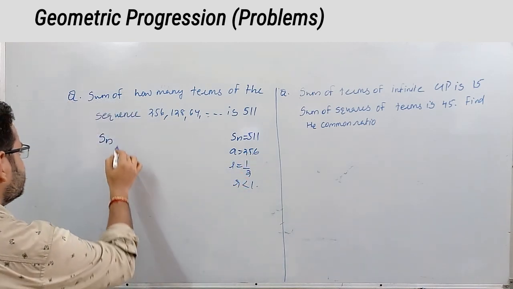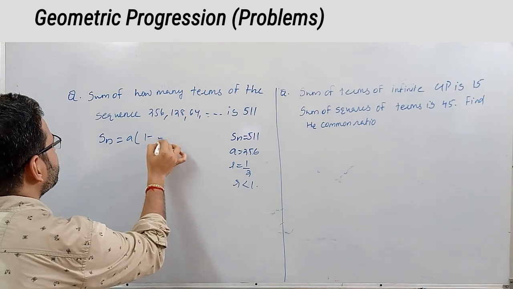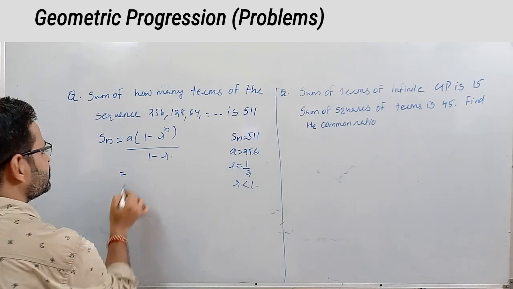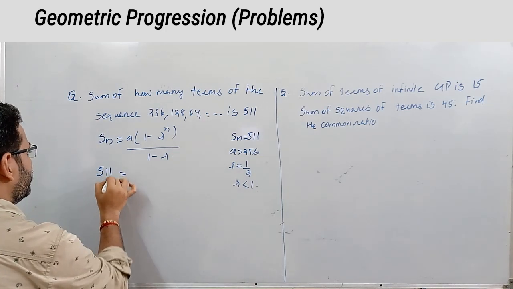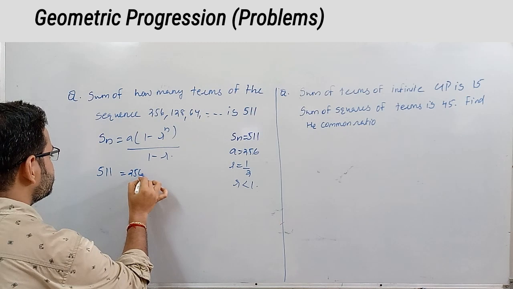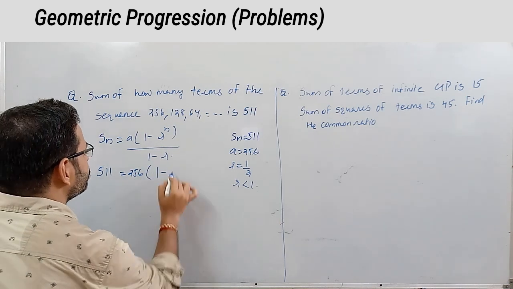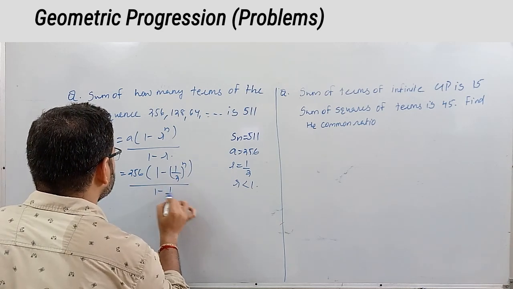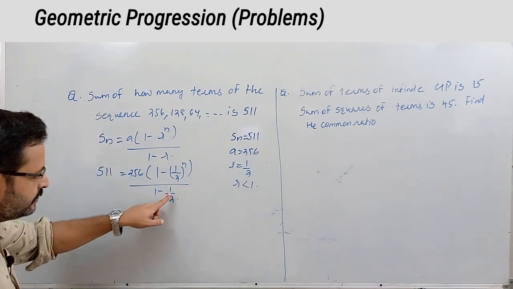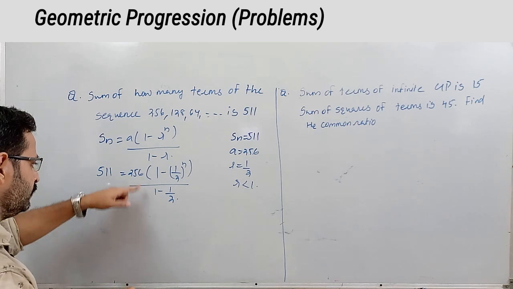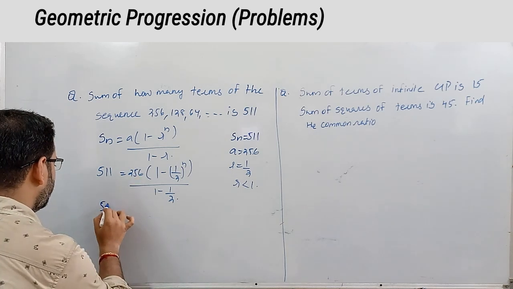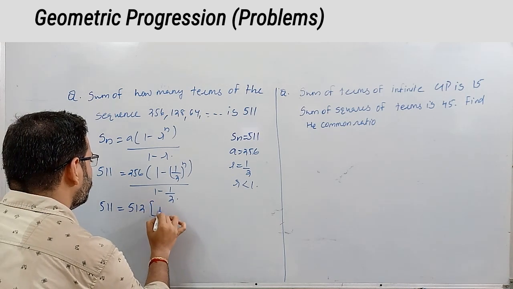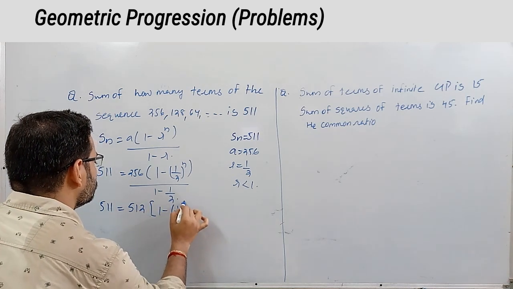We can use the formula Sn is equal to A into 1 minus R the whole raised to n divided by 1 minus R. Then substituting the values, 511 equals 256 into 1 minus 1 by 2 the whole raised to n divided by 1 minus 1 by 2. So 1 minus 1 by 2 means 1 by 2. Then multiplying, 511 is equal to 512 into 1 minus 1 by 2 the whole raised to n.